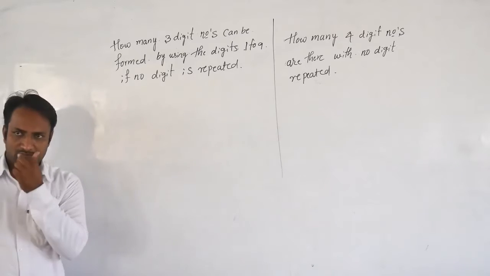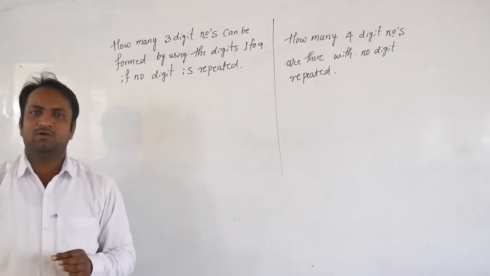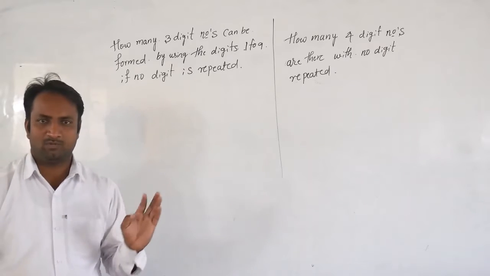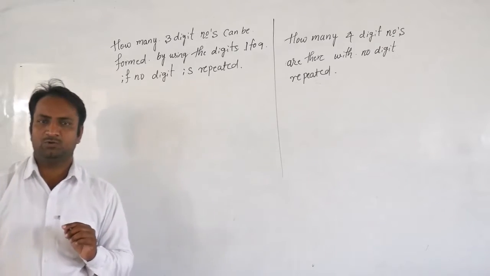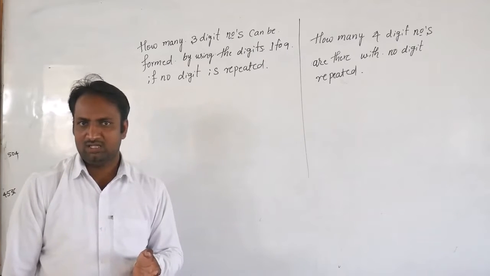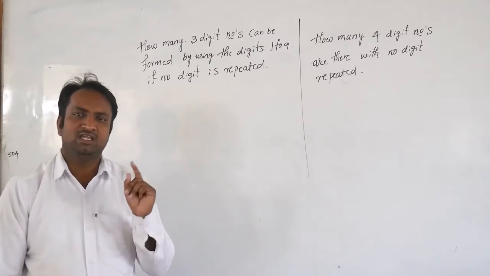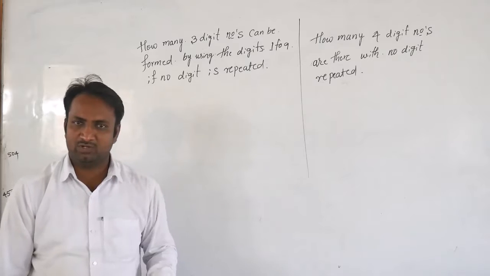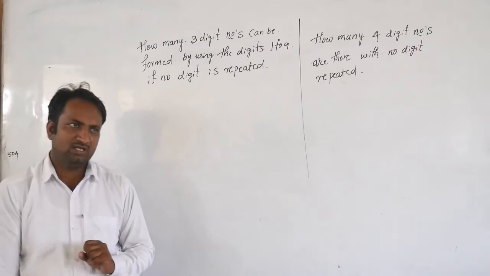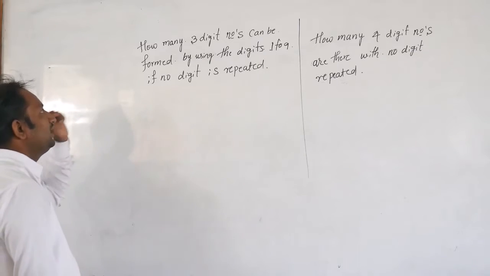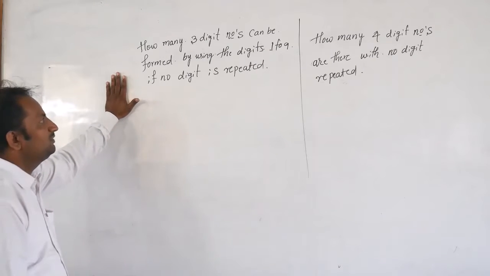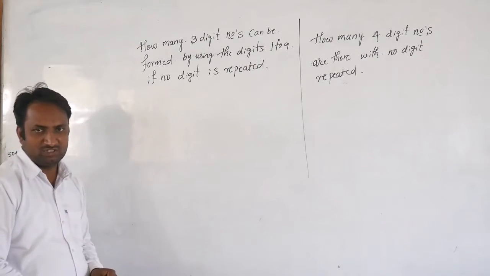In the permutation concept, we study nPr. Here nPr is equal to n factorial divided by (n minus r) factorial. In the case of combination, nCr is equal to n factorial divided by (n minus r) factorial times r factorial. Consider these two important problems belonging to the permutation and combination concept.